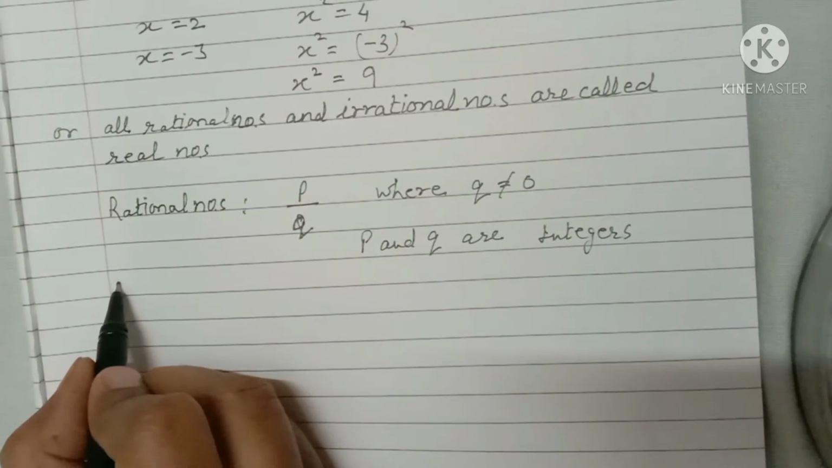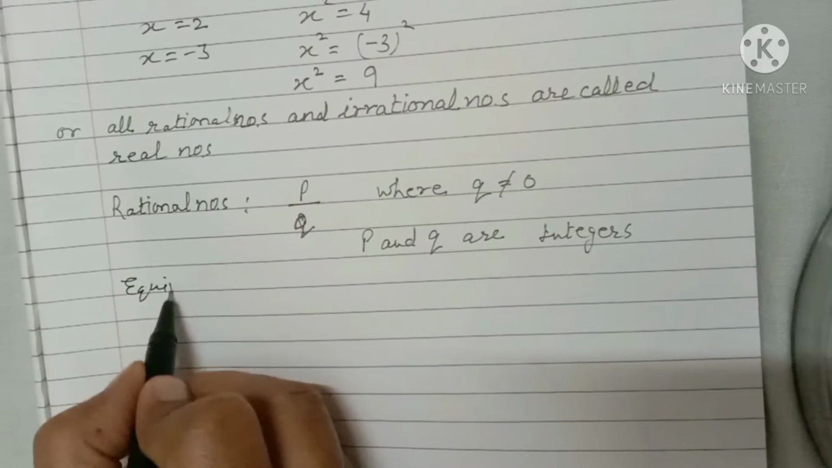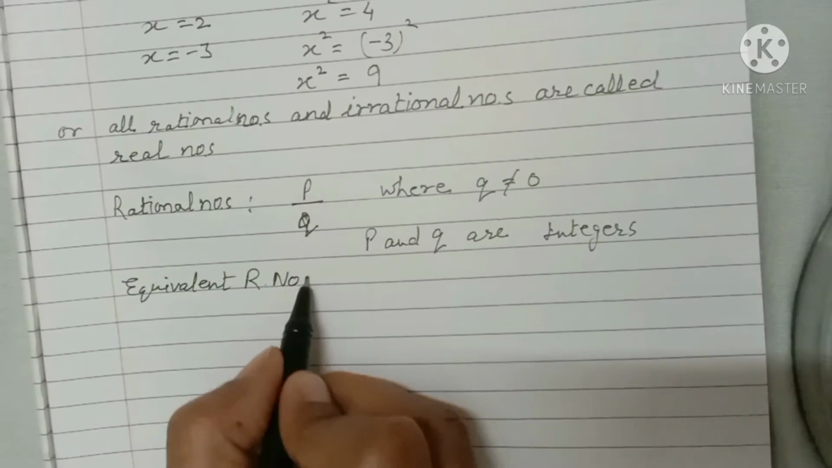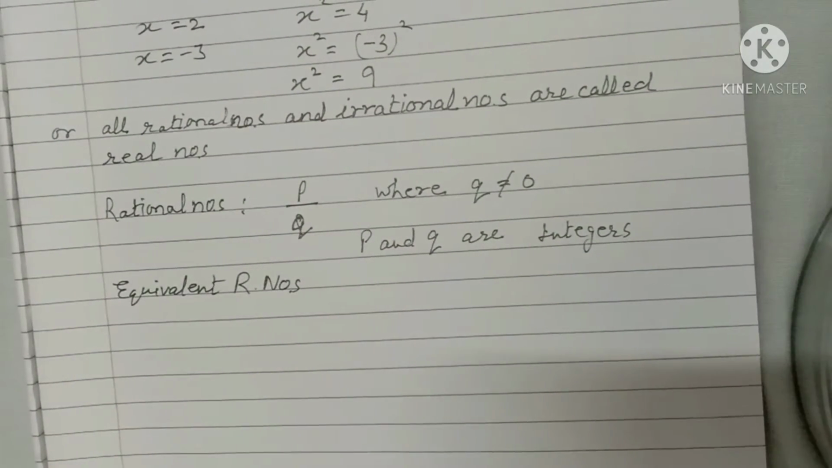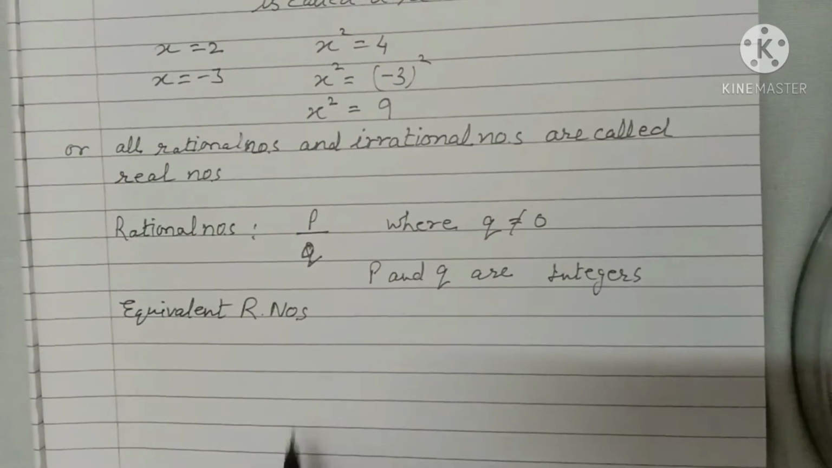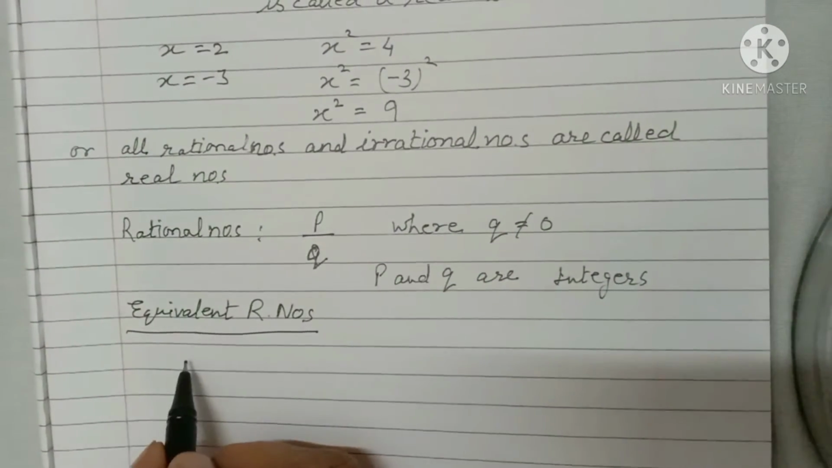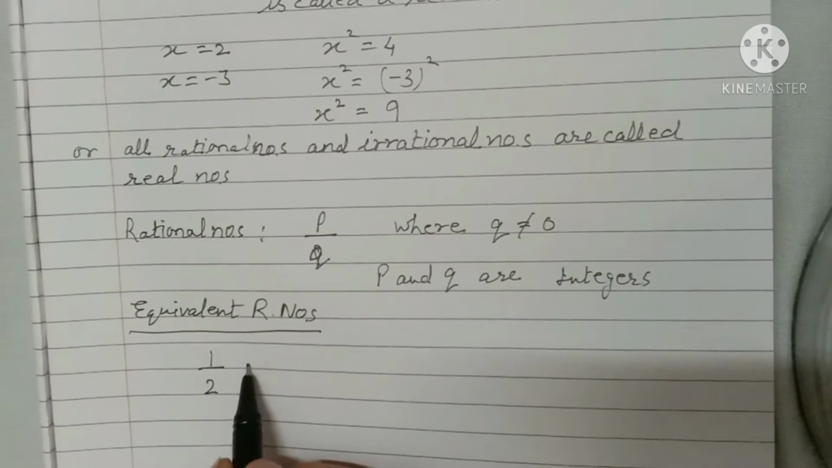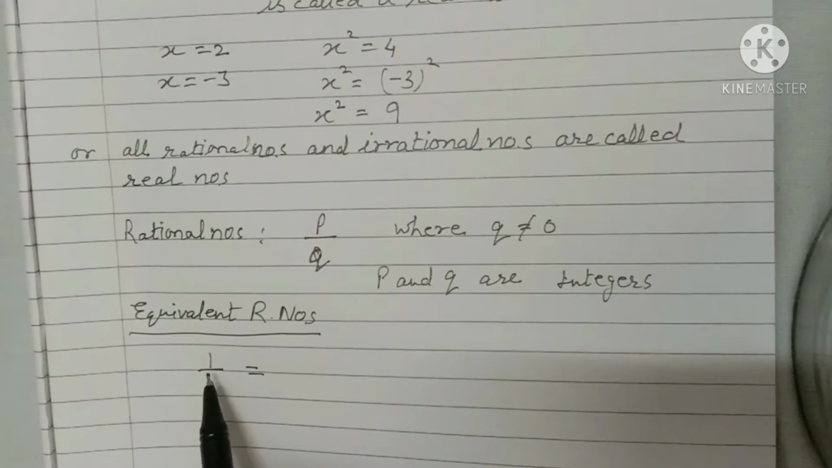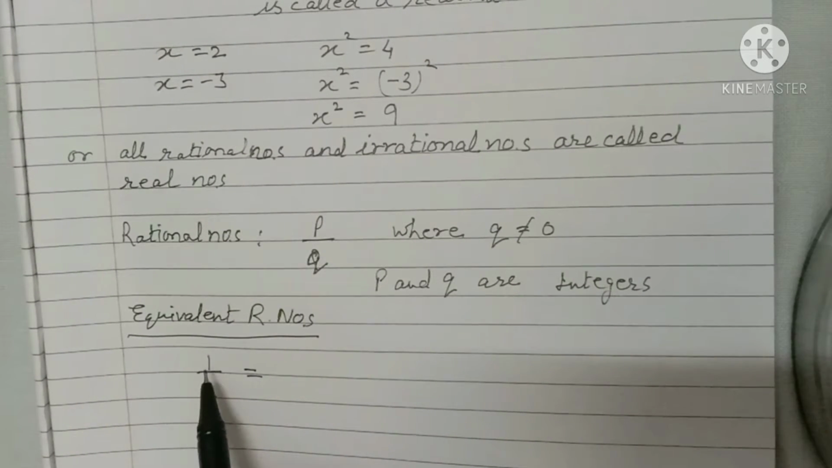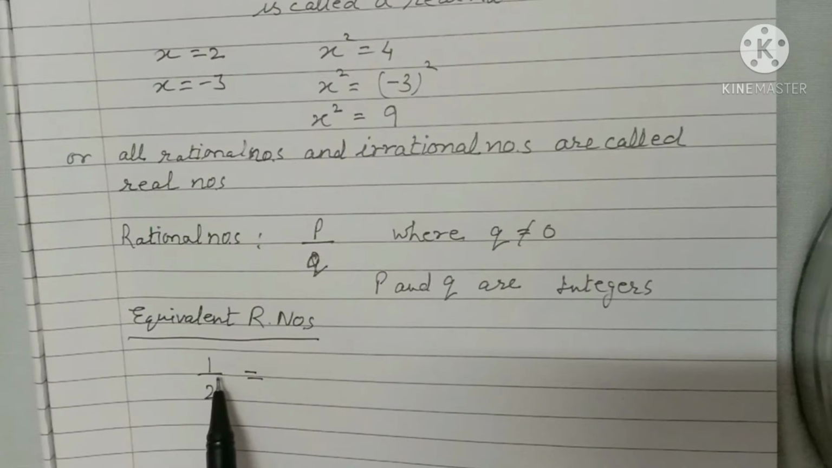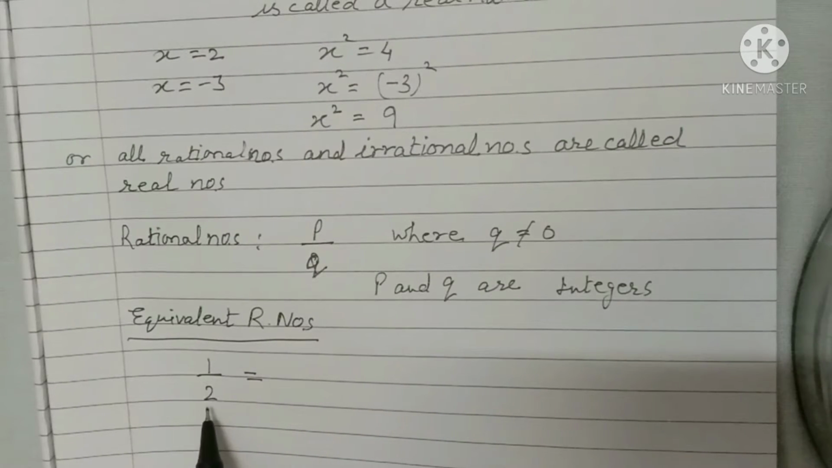Now another topic is equivalent rational numbers. Equivalent rational numbers are numbers in short form. What are equivalent rational numbers? Suppose we take 1 upon 2. Here 1 is p and 2 is q in the form of p upon q, and there is no common factor other than 1 in both the integers.